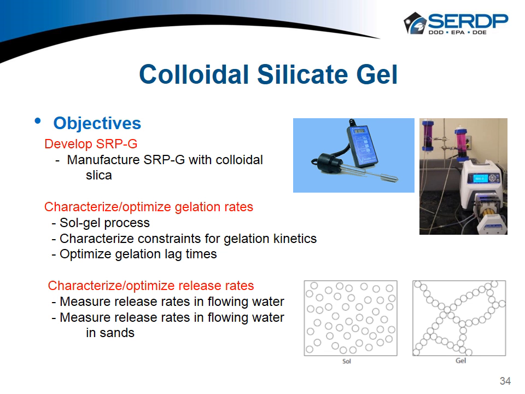The objectives were to develop a slow-release permanganate gel using colloidal silica as the gel material, and then to characterize and also optimize the gelation rates or gelation kinetics, how fast gelation occurs. Gelation occurs through the sol-gel process. So we use that process of colloidal silica, and then we characterize the controlling factors for gelation kinetics. And then we try to optimize gelation lag times.